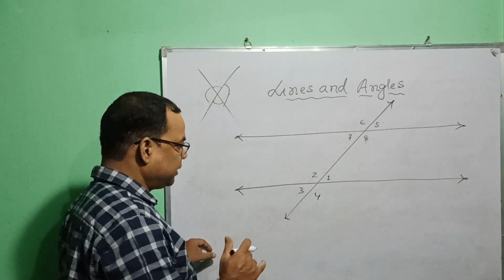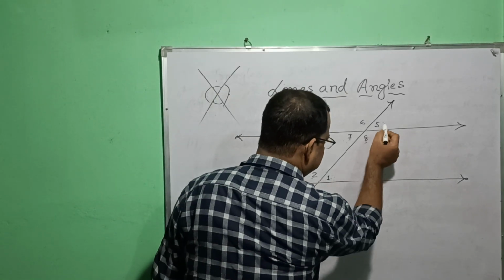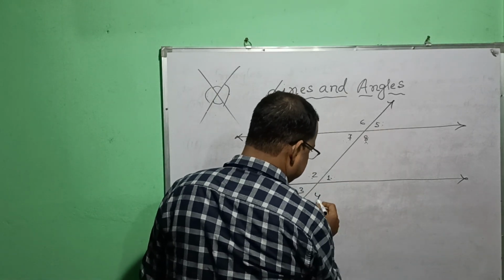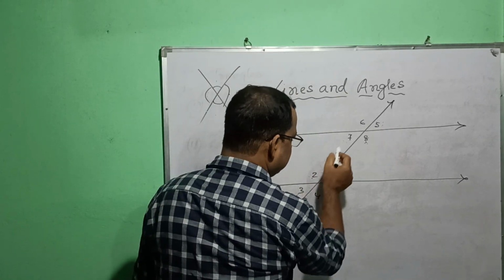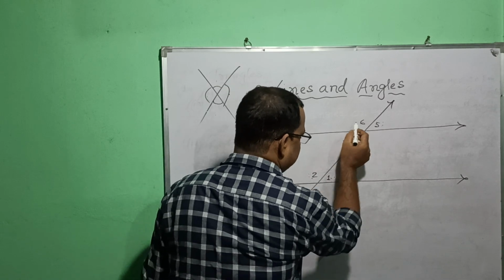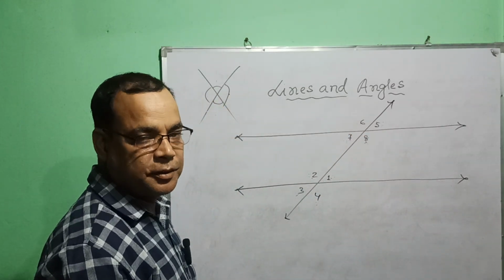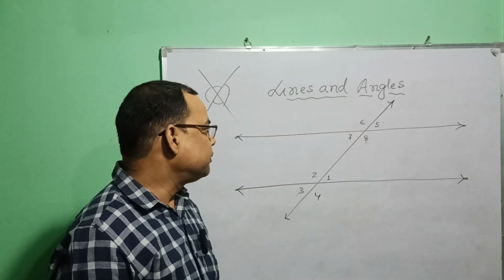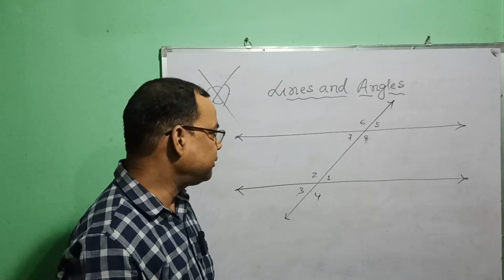Then how many pairs are we getting? We are getting 1 and 5, then 8 and 4, then 3 and 7, and 2 and 6. So 4 pairs of corresponding angles are there. So I hope you can understand.